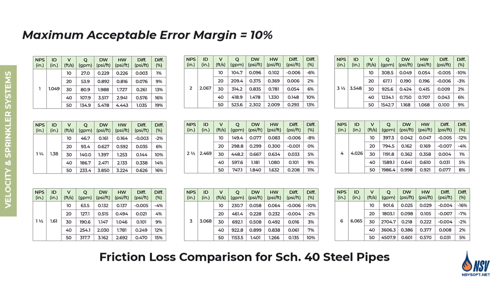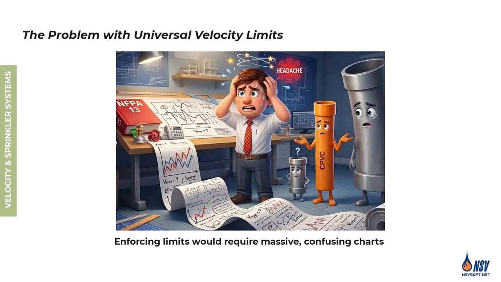This data illustrates why setting a universal velocity limit is impossible. If the code simply said maximum velocity is 30 feet per second, it would successfully protect the 1-inch pipe, but it would completely penalize larger pipe sizes such as 4 or 6 inches. Therefore, NFPA 13 doesn't limit velocity because the exact error threshold changes drastically based on pipe size and material. To actually enforce a limit, they'd have to publish a massive, confusing chart with a different maximum for every single variation. In the end, that would just create headaches for system designers.